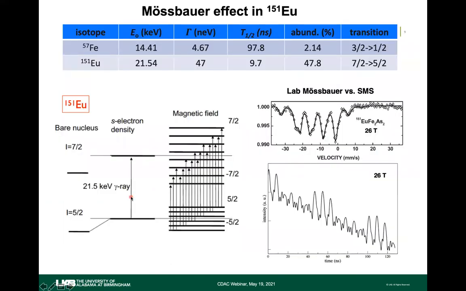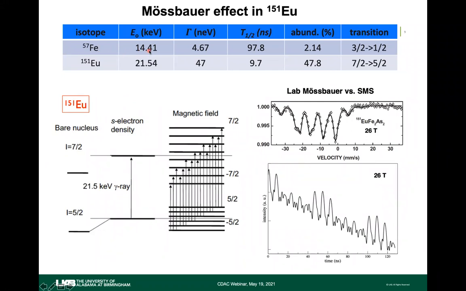Okay, just a very brief introduction on the Mossbauer effect in europium 151. Earlier I showed you the iron 57 case. To compare the fundamental parameters for the Mossbauer effect, europium 151 has a higher energy. For iron 57 it is 14.4.